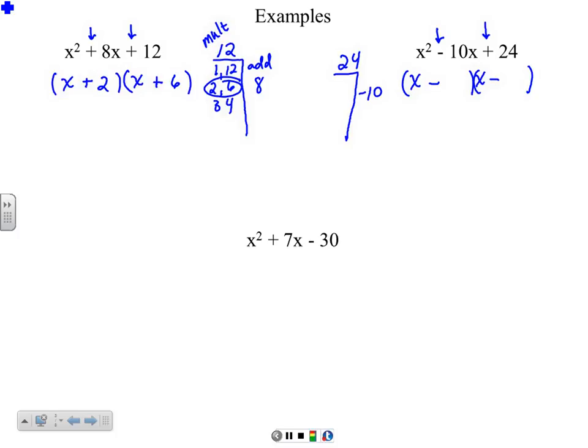So again, list the factors of 24. We have 1 and 24, 2 and 12, 3 and 8, 4 and 6. So like I said, you list all of those factors, but only one factor pair will work, and it's going to be the 4 and the 6. So we have a negative 4 and a negative 6.